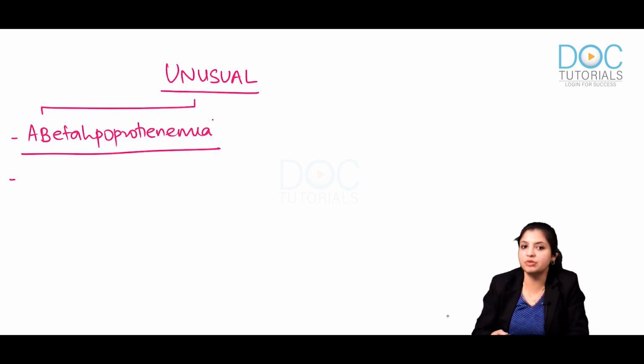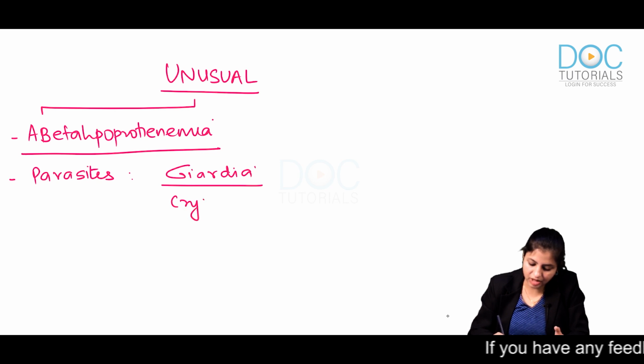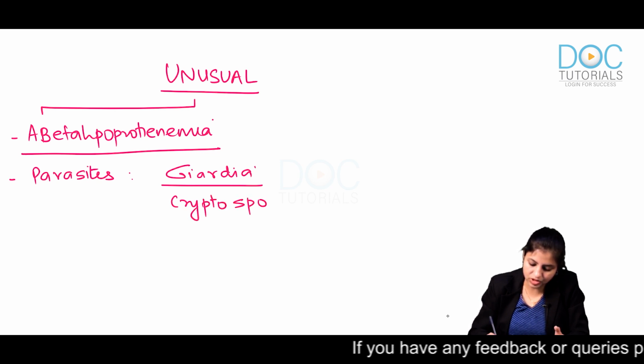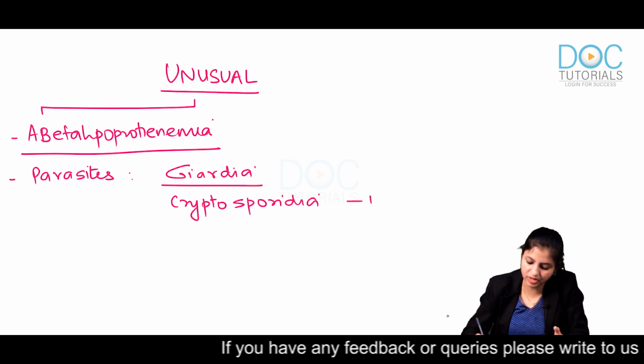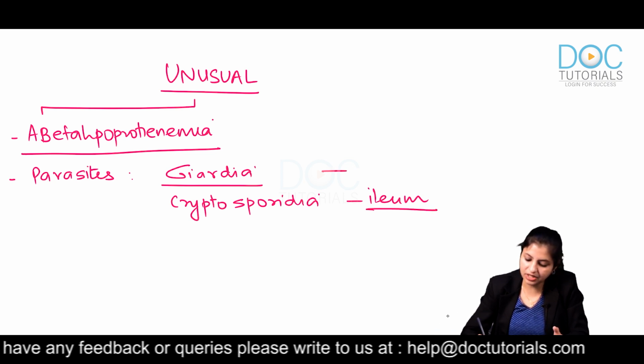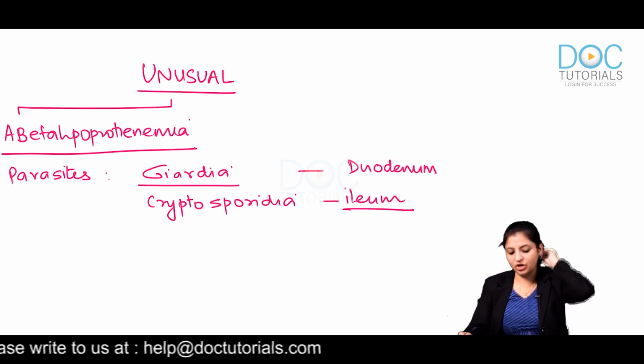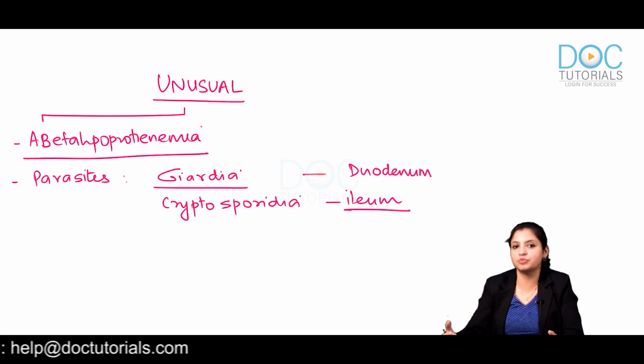The second one which everybody has to understand and know is that there can be some parasites which can cause malabsorption. So in small intestine we typically have Giardia. Giardia is picked up on duodenal biopsy. Apart from that, we can also have Cryptosporidia, which is usually seen predominantly in the ileum, but it can affect colon also. So duodenal biopsy will show you Giardia and ileal biopsy will show you Cryptosporidia.